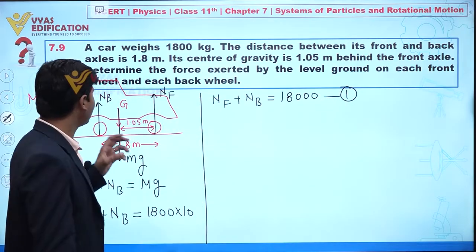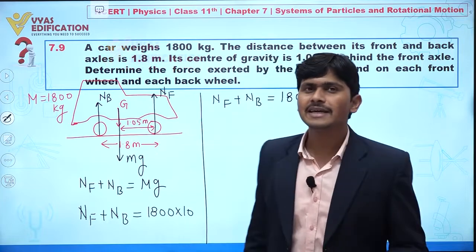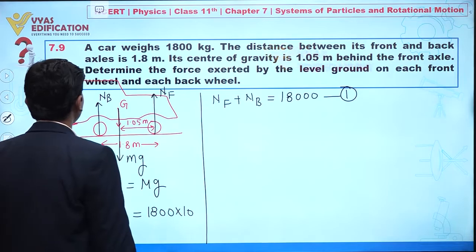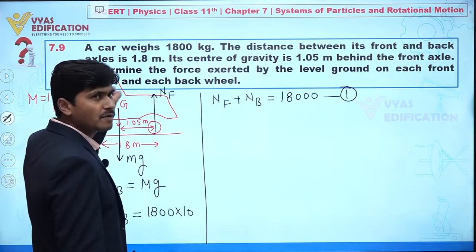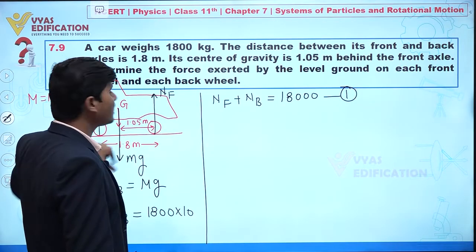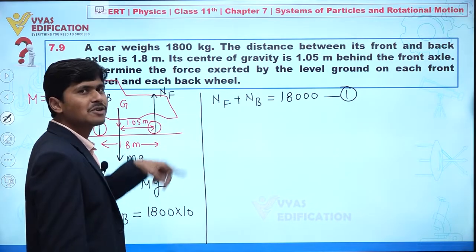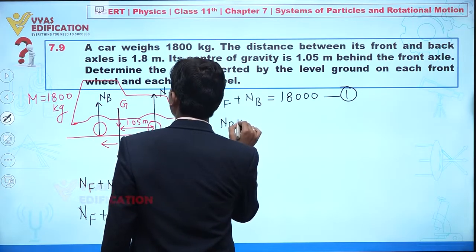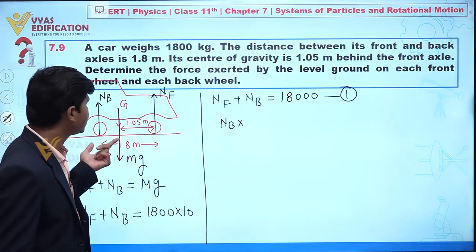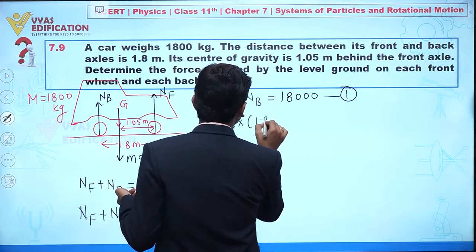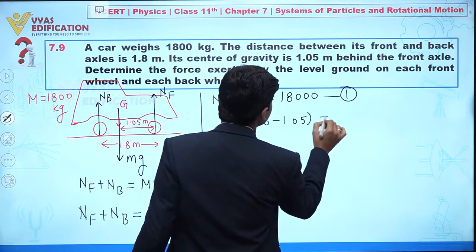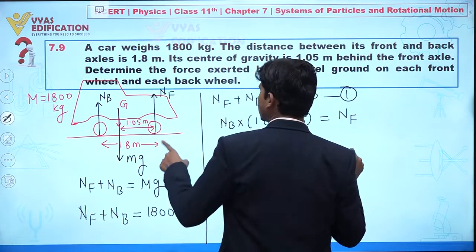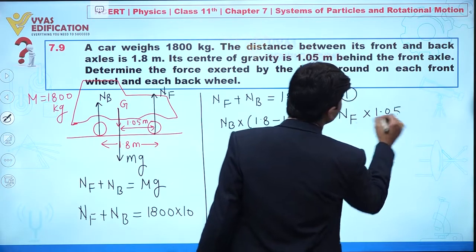Now if we apply net torque about its center of gravity, how can we write? We can say here this NB will try to rotate this car in a clockwise direction. This NF will try to rotate in anti-clockwise direction. It means I can write like this, NB multiplied by this distance. What is this distance? I can say this is 1.8 minus 1.05. This is equal to NF, normal reaction, multiplied by 1.05. Clear?